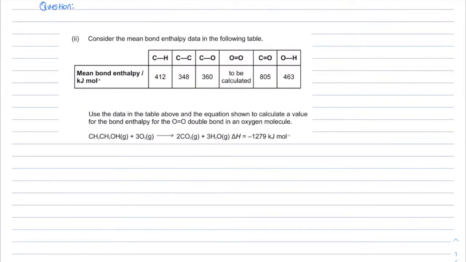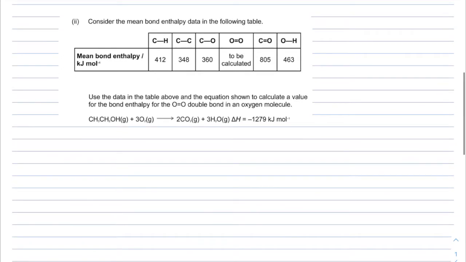Here's a question for you to try. The question says, the mean bond enthalpy data is shown in the table. Use the data in the table above and the equation to calculate a mean bond enthalpy for the O=O double bond in an oxygen molecule. So how I like to answer these questions is I like to draw out the molecules to actually see which bonds are present. And in the bonding topic of A-level chemistry, you will learn how to draw these molecules.